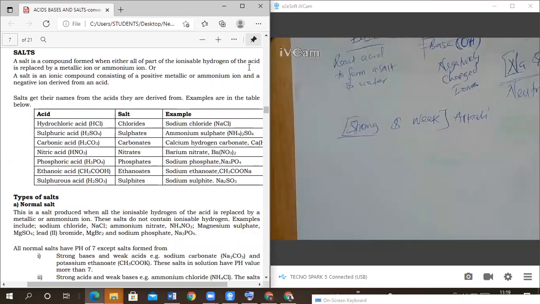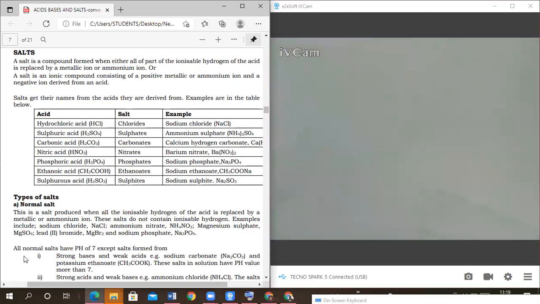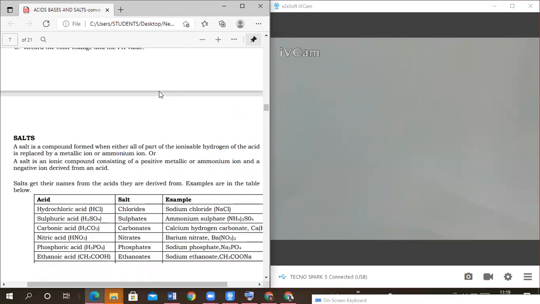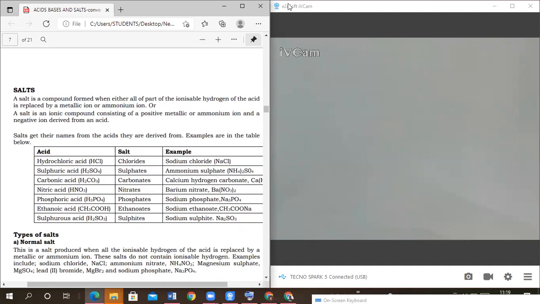Somebody was asking about the difference between soluble and insoluble salts. The difference between soluble and insoluble salts. What is the difference? Someone is shouting on the ground. What is the difference between soluble and insoluble salts?